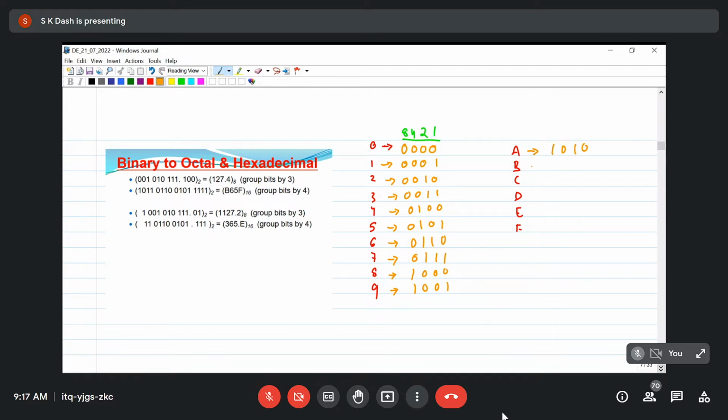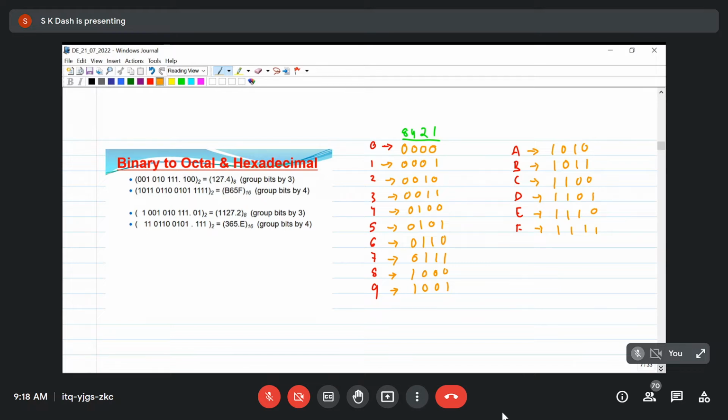1010. Similarly, B, which is 11. 11 is 8 plus 2 plus 1, so 1011. Next, C is 12. So 8 plus 4, so 1100. 13 is 8 plus 4 plus 1, so this is 1101. 14 is 8 plus 4 plus 2, so 1110. 15, all are 1.